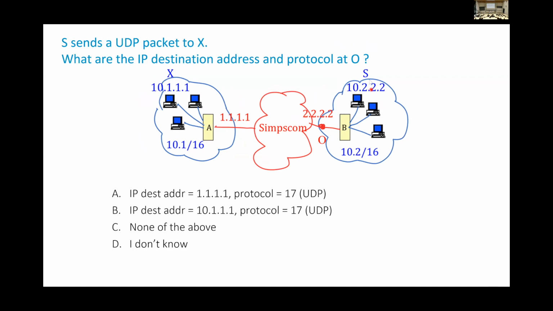So for example, if S sends a UDP packet, so the app at S is using UDP, talks to X, for example, or using whatever QUIC or something like this, and we do a Wireshark at this point here, what will we see?